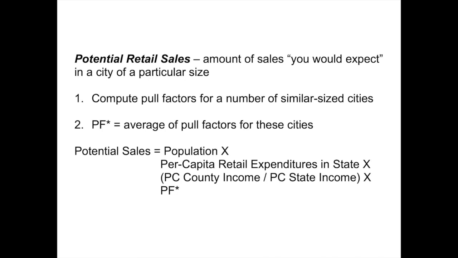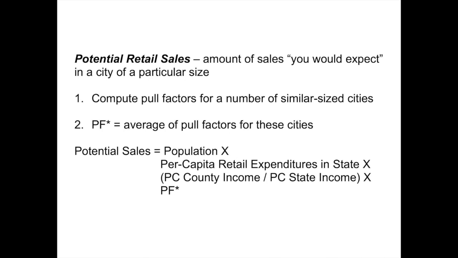Once you've calculated the average pull factor for the similar sized cities, you can calculate a region's potential sales. And again, the potential sales are for a given type of retail. It could be automobiles, it could be grocery stores, it could be shoe stores. Potential sales are calculated as the region's population size, multiplied by per capita retail expenditures in the state, of course, for the given type of retail that you're studying. You multiply that by the income adjustment factor, and you multiply that by the average pull factor, of course, for the type of retail that you're studying in similar sized cities.